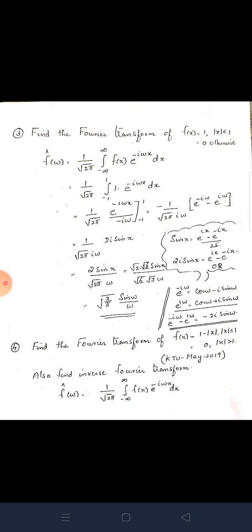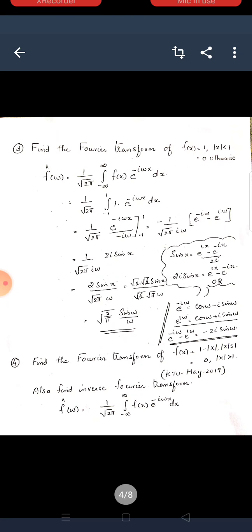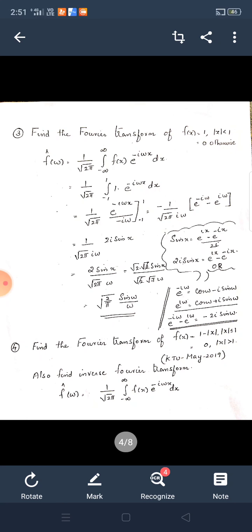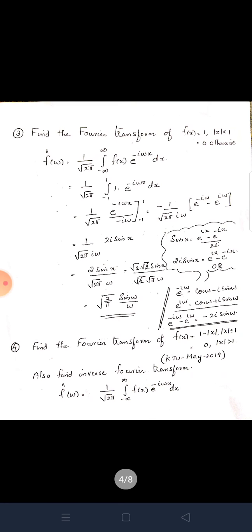So when you subtract, you will get 2i minus 2i sin omega, or you can do it this way. We already know that sin x equals e raised to ix minus e raised to minus ix by 2i. So from that, 2i sin x equals e raised to ix minus e raised to minus ix. Of that form, we have e raised to minus i omega minus e raised to i omega.